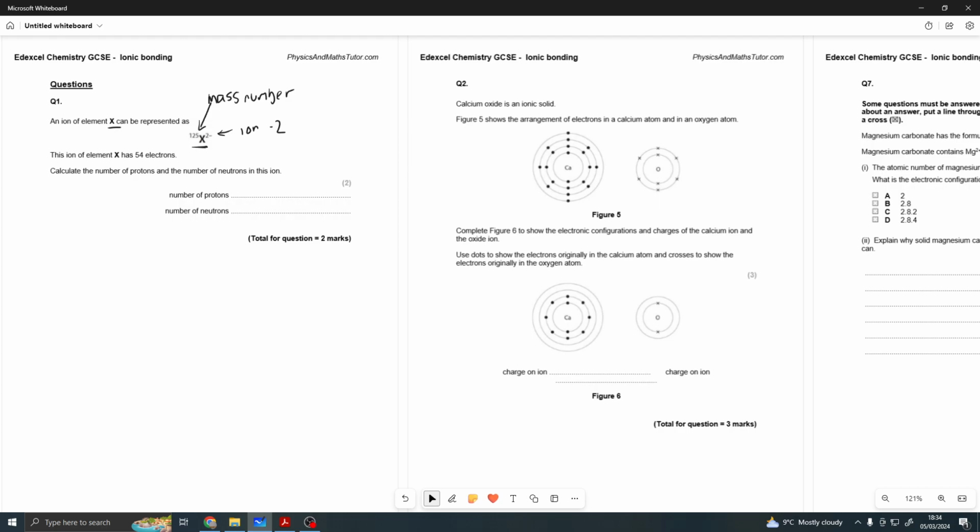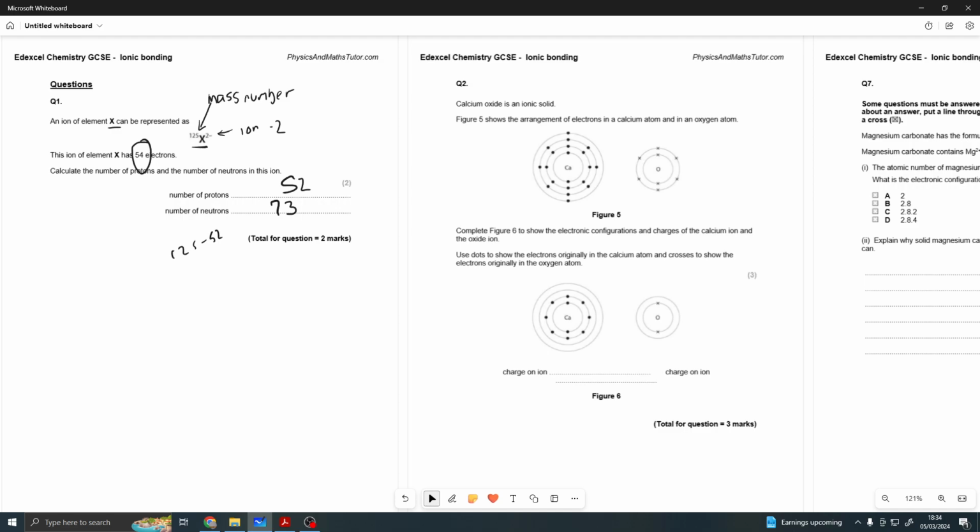Now, if it has 54 electrons in total, and its charge is -2, we have to remember it's gained 2 electrons, so it has 2 more than it does when it's an element. Therefore, the number of protons will just be 2 less than 54, which is 52. To find out the number of neutrons, we just do 125 minus 52, which equals 73. Lovely.